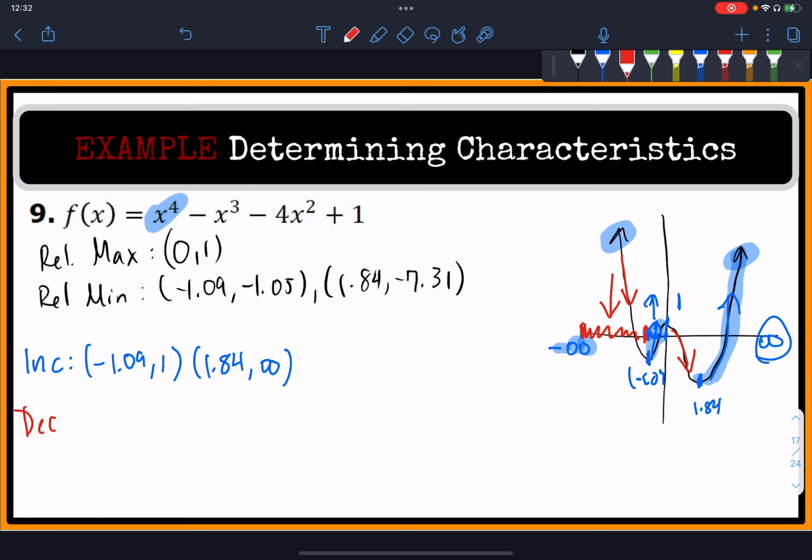And then there are two intervals in which we're also decreasing. We're decreasing from negative infinity to this minimum point, which has an x value of negative 1.09. I forgot to use that notation on the other one, I'll put it in right now. And we're also decreasing from this turning point till we reach this turning point down there, where the x value is 1 and this x value is 1.84. So we're decreasing from x value of 1 to 1.84.